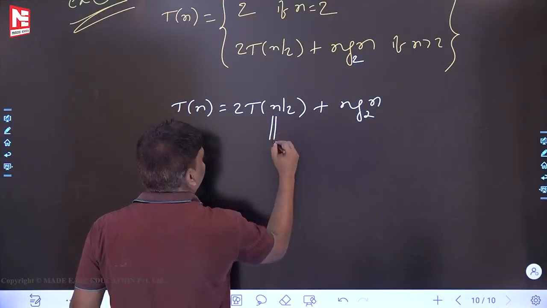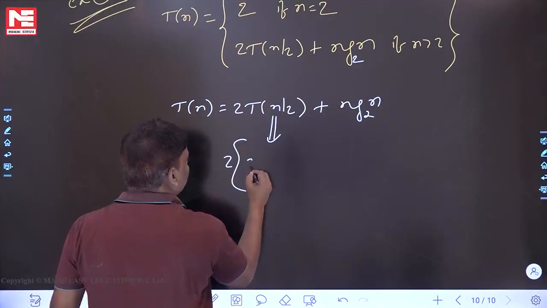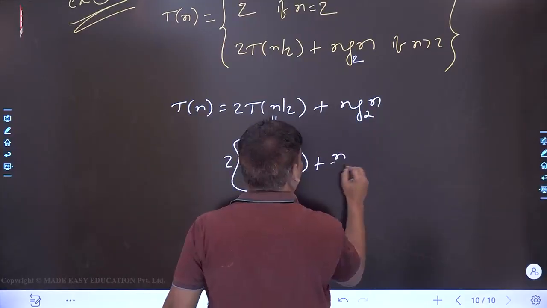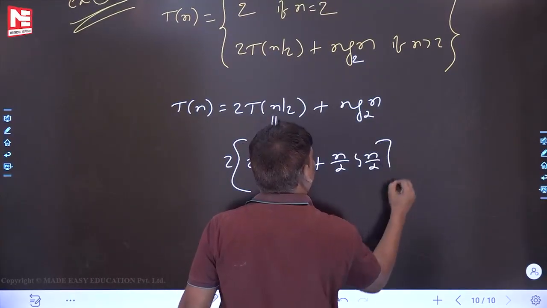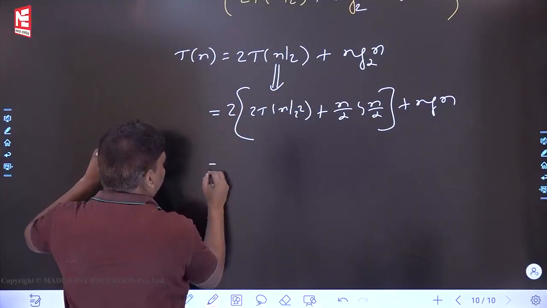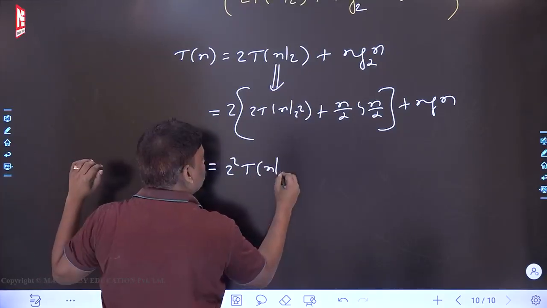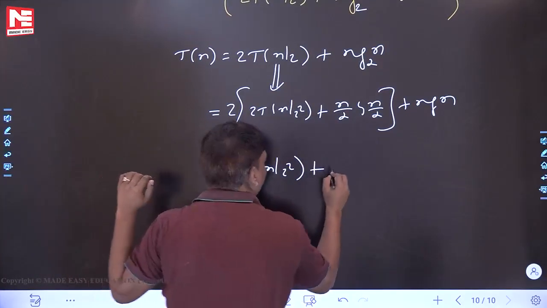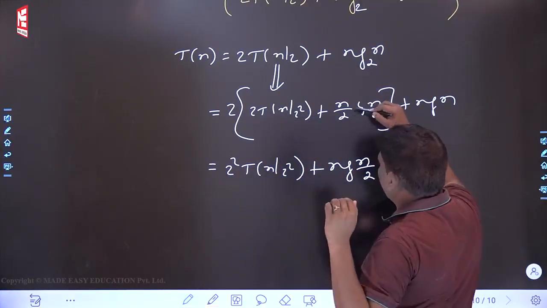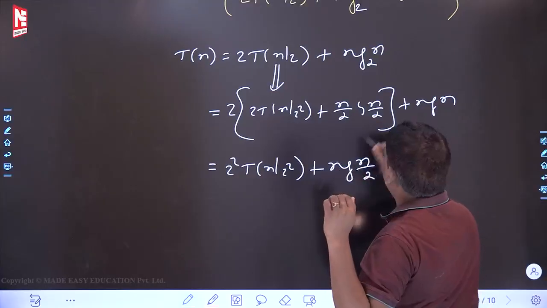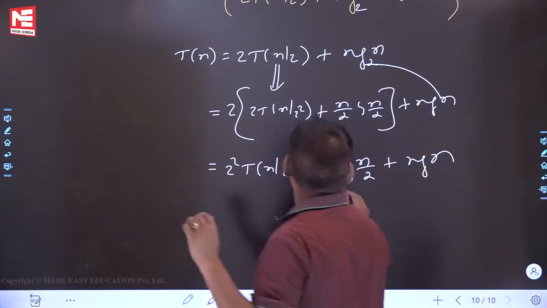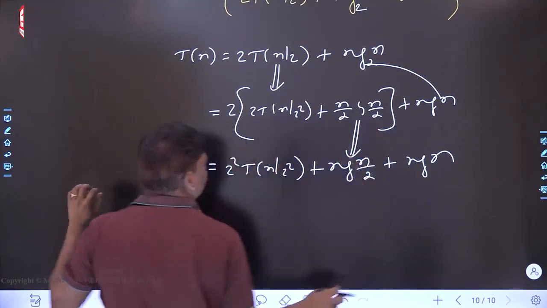What is T(n/2)? The 2 is outside as it is. This can be written as 2T((n/2)/2), that is n/2 squared, plus n/2 log n/2, with the outside n log n. If you simplify this, 2 squared T(n/2 squared) plus 2 into n/2 log n/2, the 2 and 2 cancel leaving n log n/2, plus the outside n log n. This n log n came like this, after simplification.